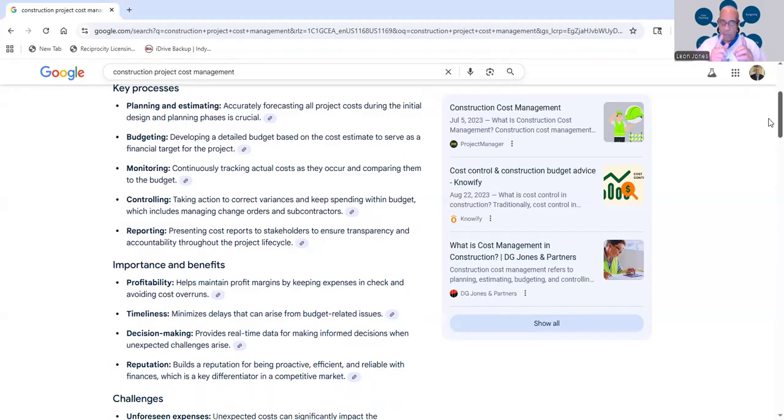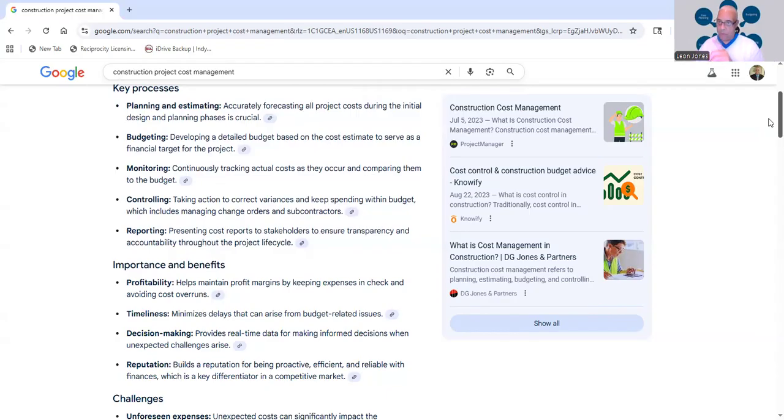Again, you have to present cost reports to stakeholders. I said stakeholders. Why? To ensure transparency and accountability throughout the project lifecycle. Now, it's very important, and there are benefits to project management, profitability.